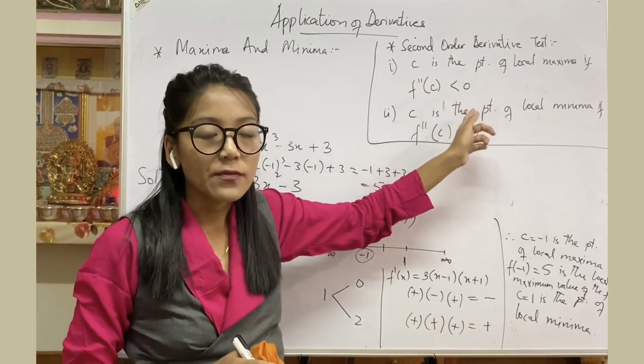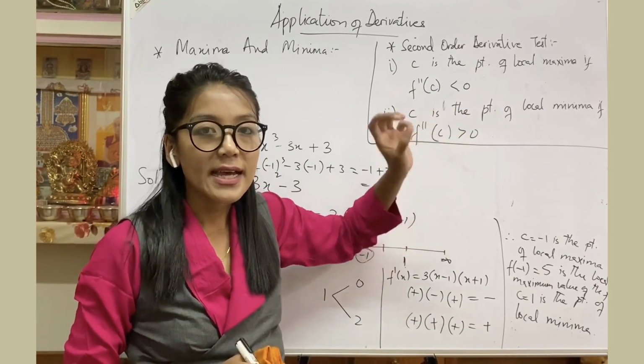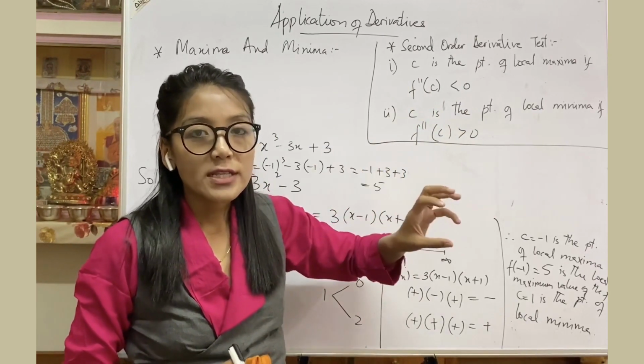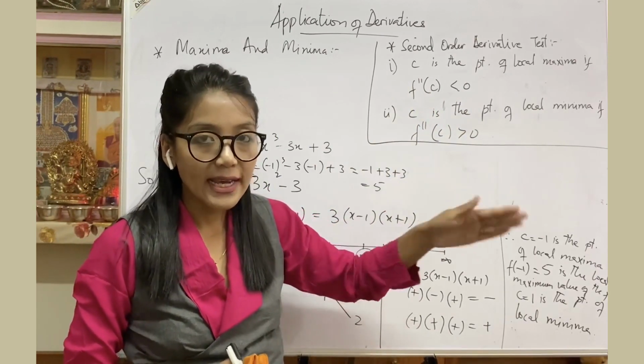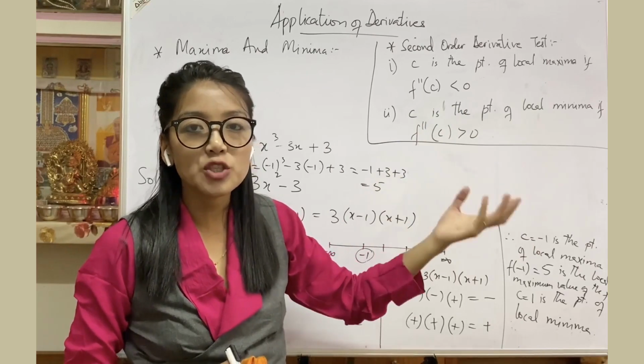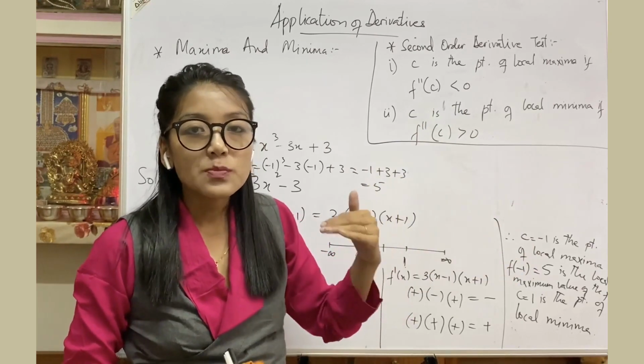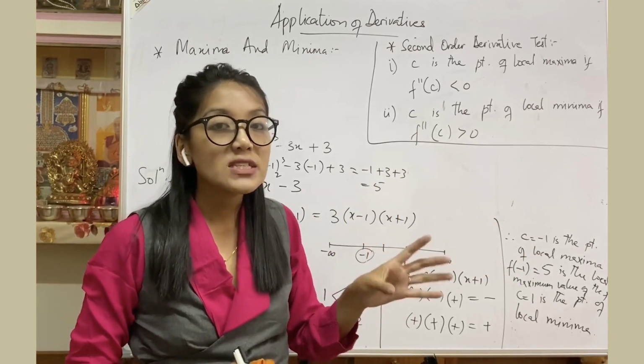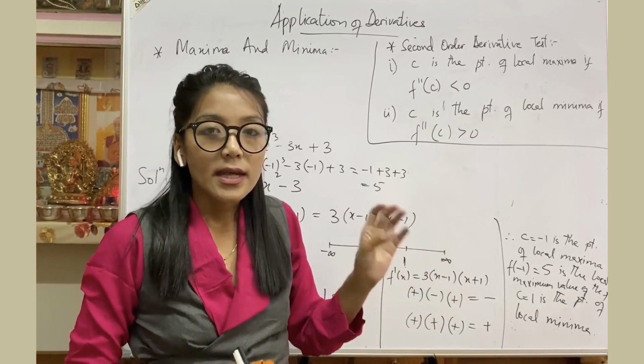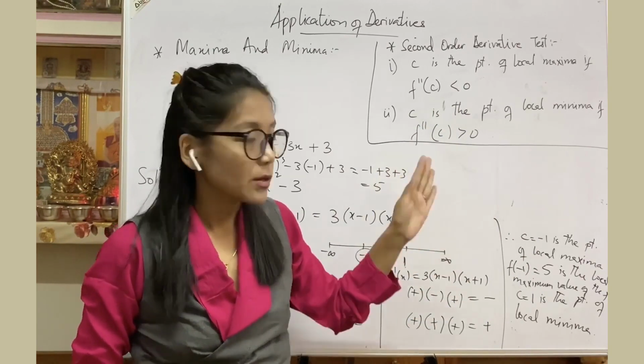If the sign of f double dash x is negative at that point, then that point is the point of local maxima. If f double dash x is positive at that critical point, then that is the point of local minima. So quite simple.